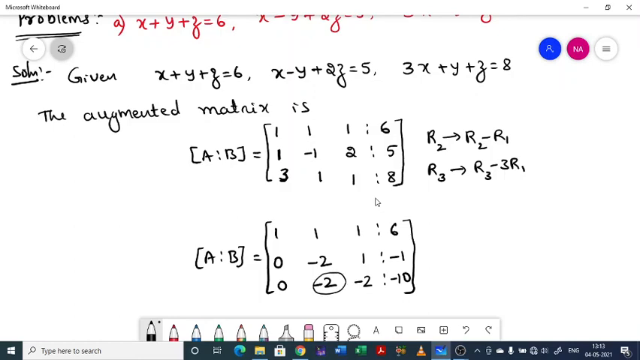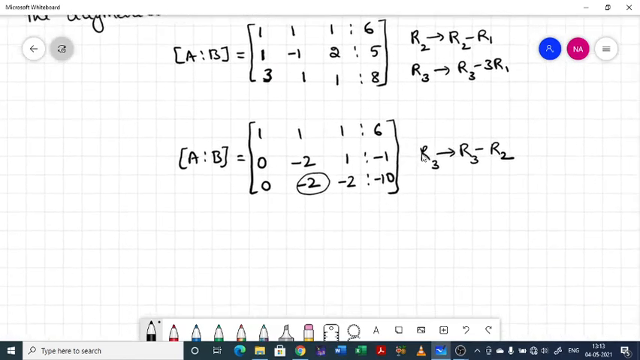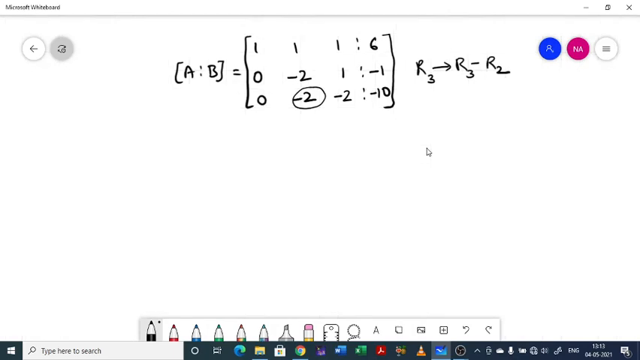Now my aim is to reduce that entry to 0. So R3 should change to R3 minus R2. Here the same sign, so you have to use negative. Now applying that operation, this will be A colon B.